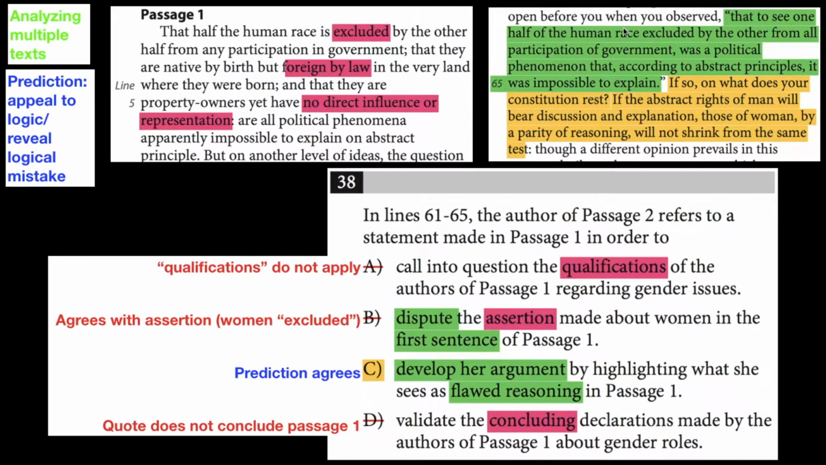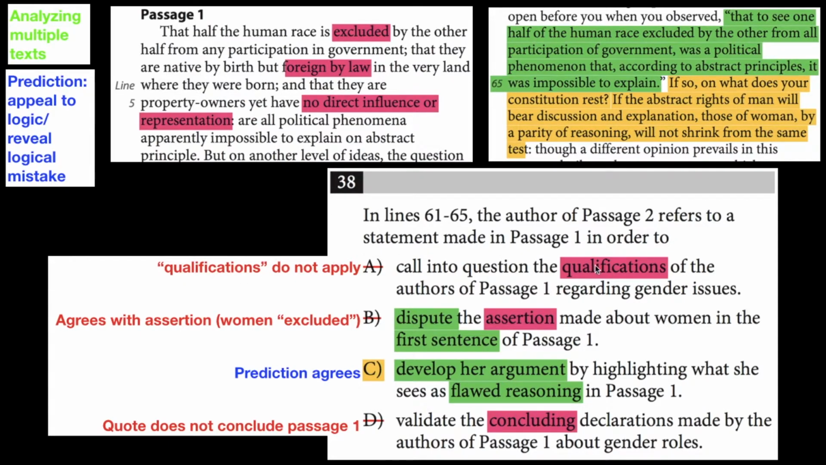That to see one half of the human race excluded is impossible to explain by nature, but just by reason. He's basically trying to say that the subjugation of women, the removal of them from government and from politics, cannot be explained just by logic alone. And the author here is going to say, look, you've got to appeal to logic. You can't just apply logic to some of your argument. You've got to apply logic to all of it. And so it calls into question the qualifications.